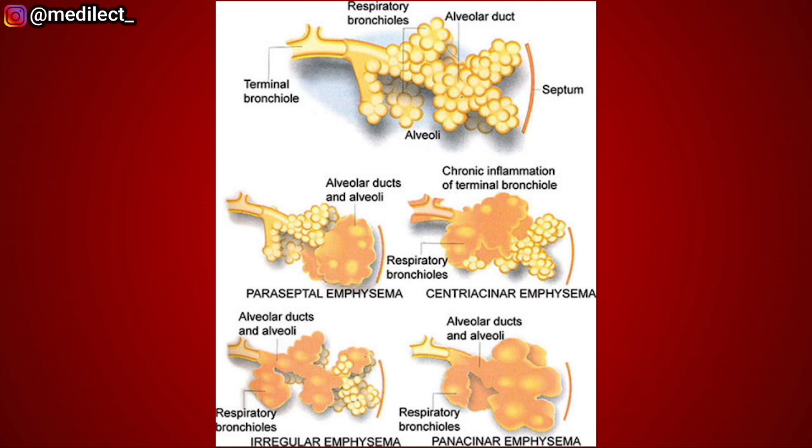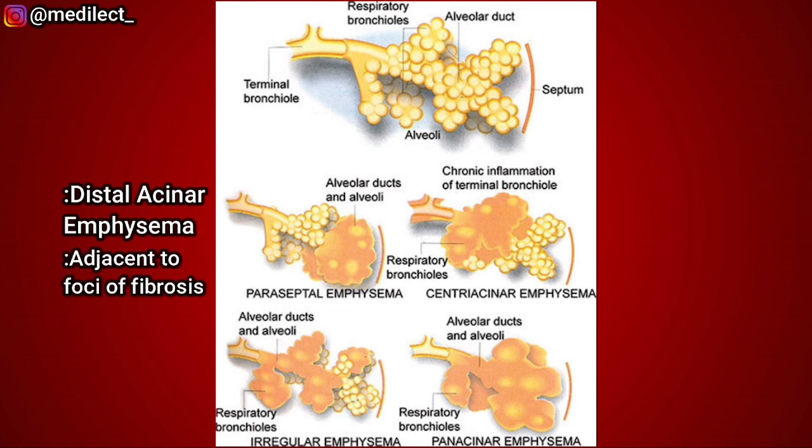Now next is the paraseptal emphysema. This is also known as the distal acinar emphysema. Why? Because the peripheral part of the acinus is affected over here. And this may lead to a predisposition to spontaneous pneumothorax. Also, it is adjacent to the foci of fibrosis.